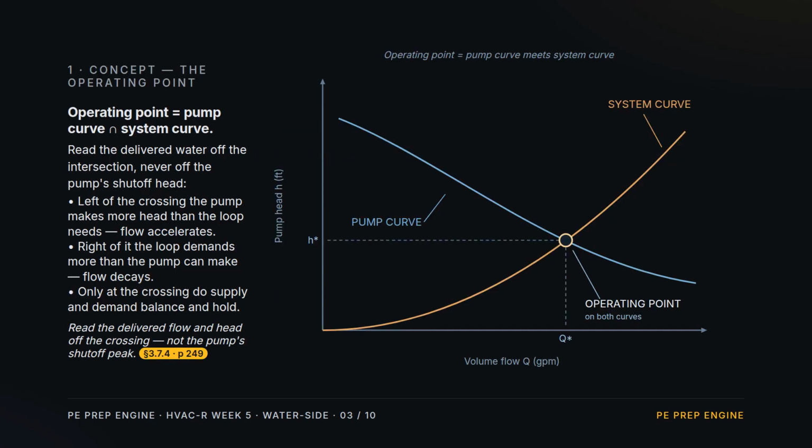Concept 2. The operating point on the plot. The blue pump curve falls. The orange system curve rises. Left of the crossing, the pump makes more head than the loop needs, so flow speeds up. Right of it, the loop needs more than the pump makes, so flow decays. Only at the crossing do supply and demand balance. Drop the point down for the delivered flow and across for the delivered head. This same figure sets up parallel and series pumping later.